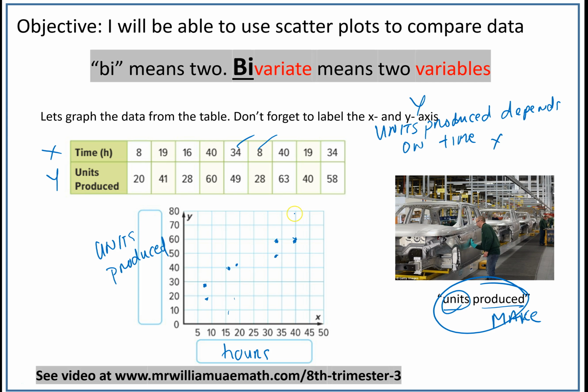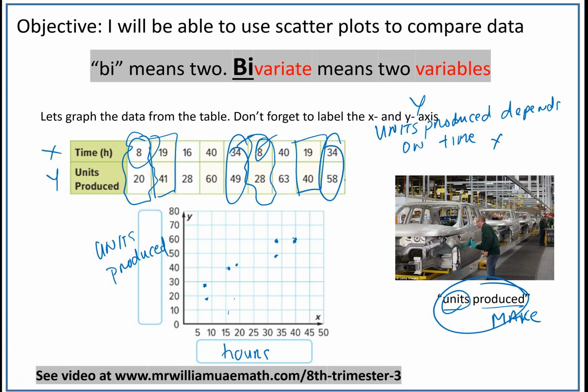So you can see, sometimes in the same amount of hours, they made more. So in 34 hours, one time they made 58, another time they made 49. In 19 hours, they made 41. Next time, they only made 40. One time, in 8 hours, they made 20. And another time, they made 28. So it's not a straight line.